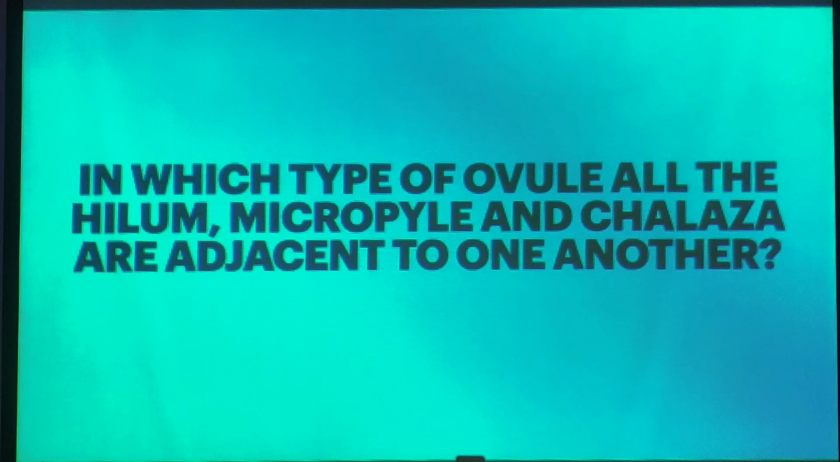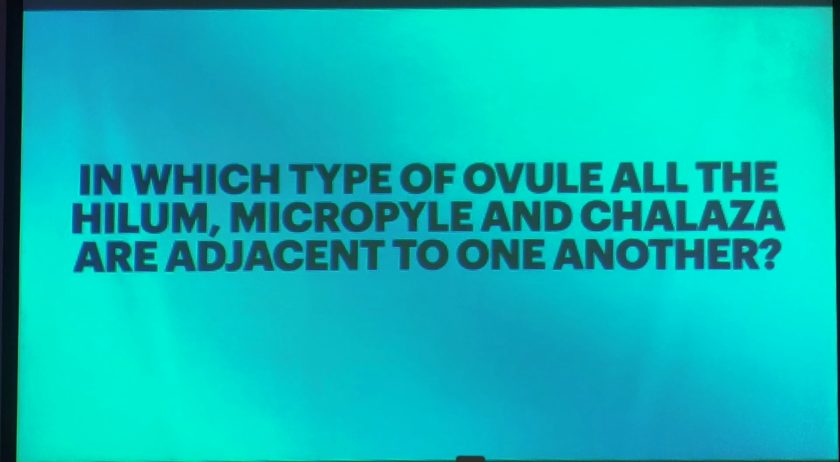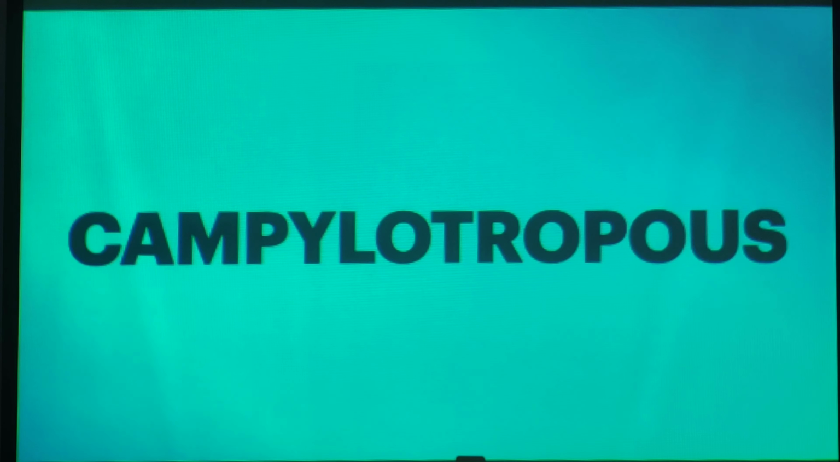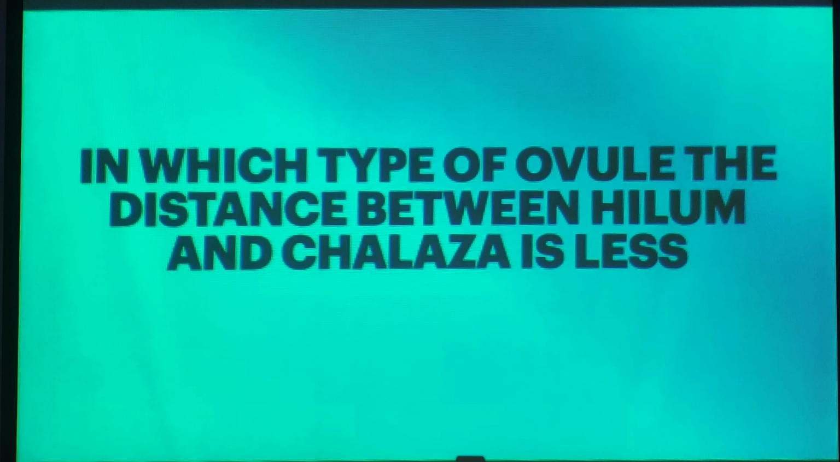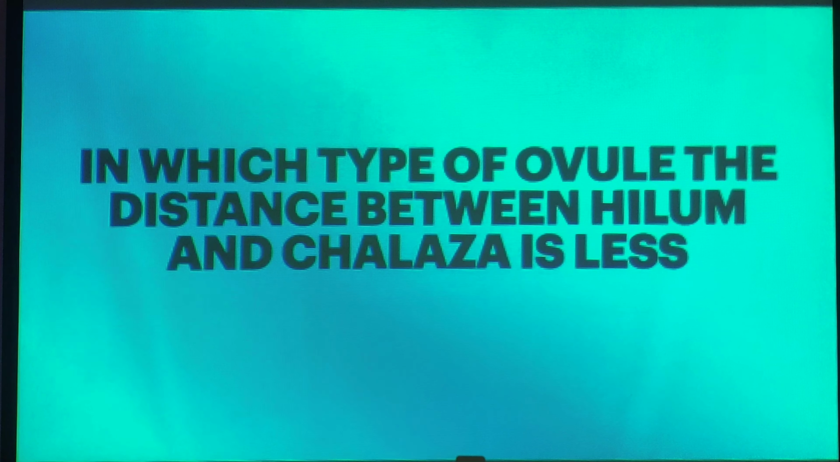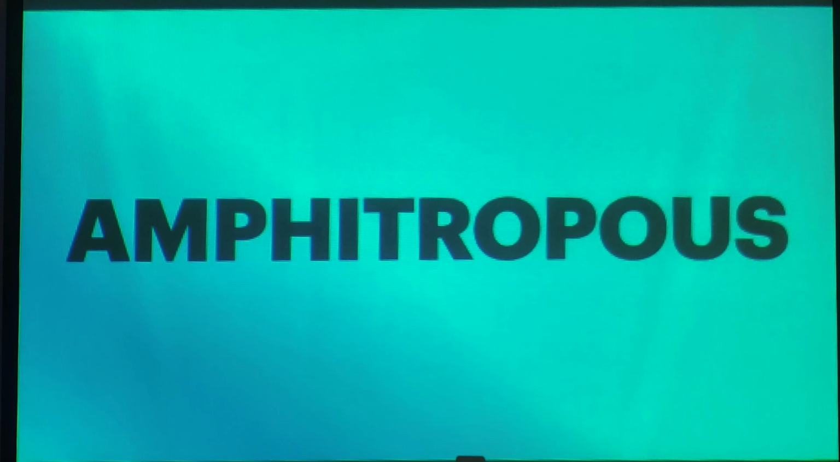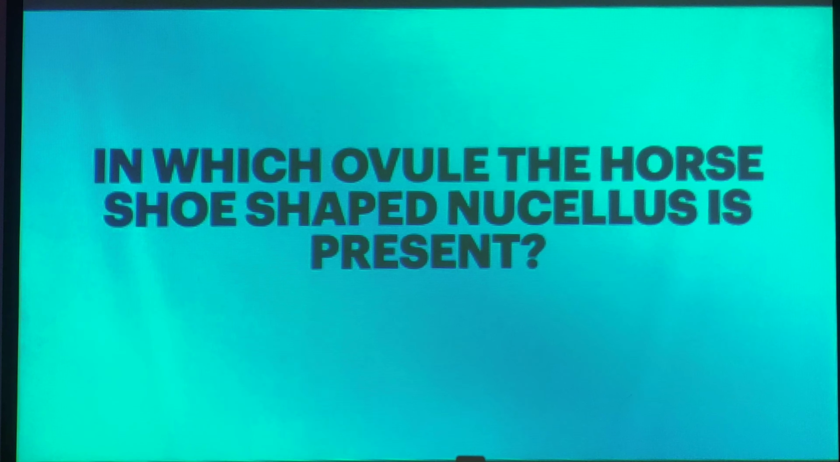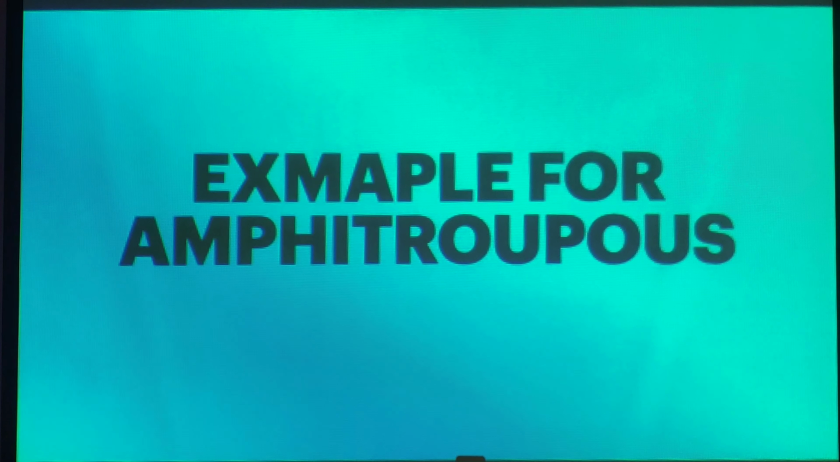Example for Campylotropous ovule: Leguminosae family. In which type of ovule are the hilum, micropyle and chalaza all adjacent to one another? Campylotropous. In which type of ovule is the distance between hilum and chalaza less? Amphitropous. In which ovule is the horseshoe-shaped nucellus present? Amphitropous.